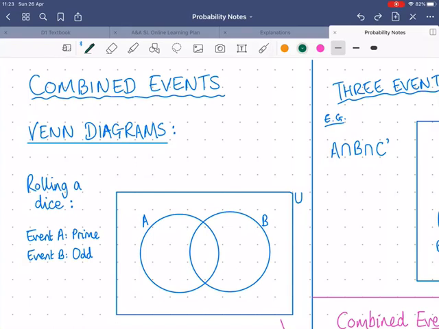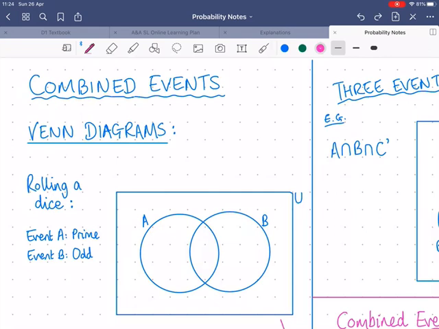Okay, so our next video, we're just going to recap what Venn diagrams are, firstly. You should have seen it a few years ago, but briefly, Venn diagrams are just a nice way of showing how different events overlap when you're conducting an experiment or a trial. For example, if you're rolling a dice, and we say that event A is rolling a prime number and event B is rolling an odd number, then we can put all the outcomes in our Venn diagram here.